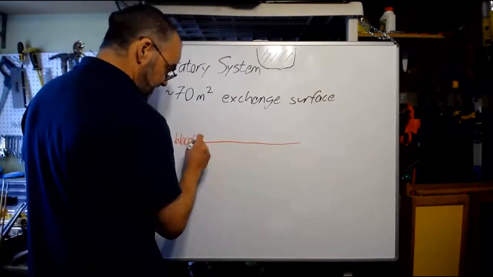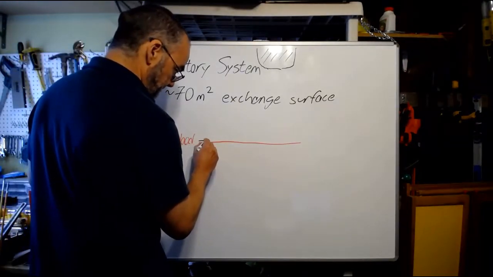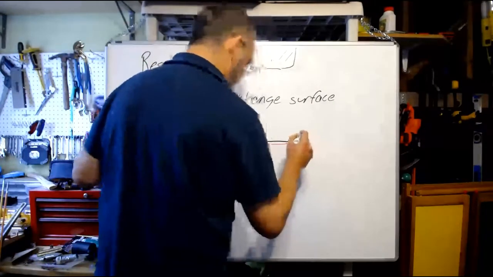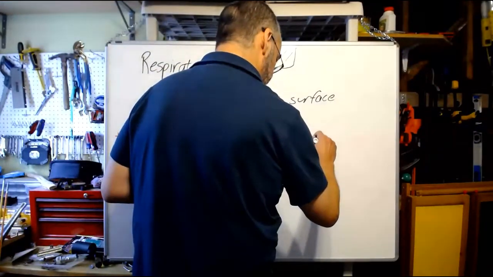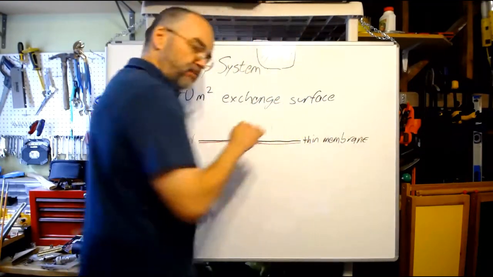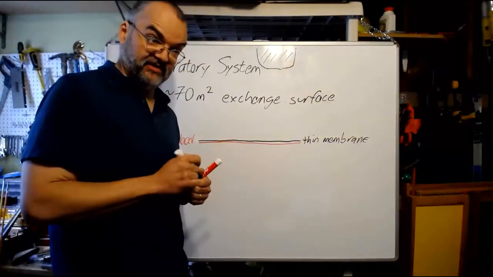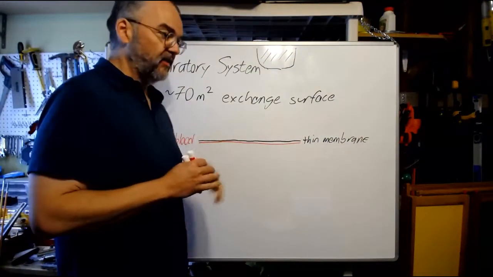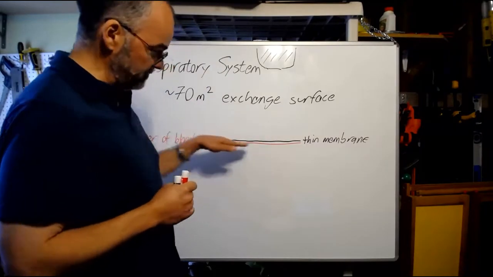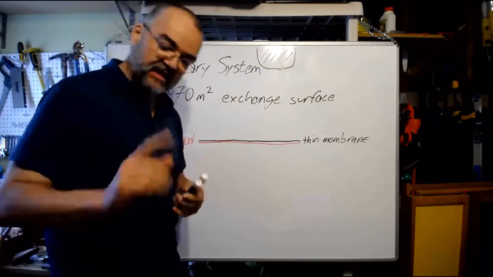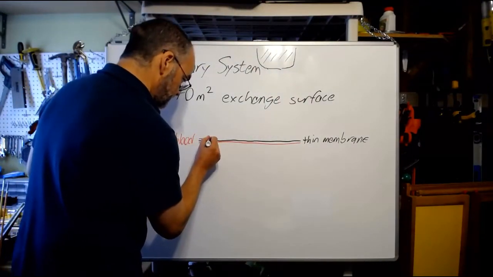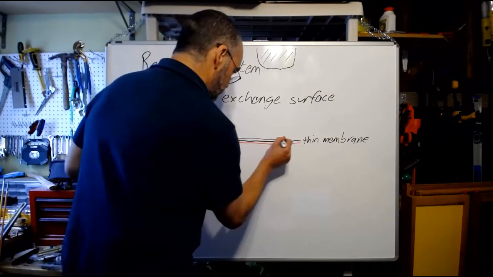That needs to be separated from the air by some sort of thin membrane. We don't want the blood directly exposed to the air, because then we'd be losing water, for example. Also, we'd be exposed to any contaminants in the air. So we want something separating us from the air. And we need that membrane to be moist.